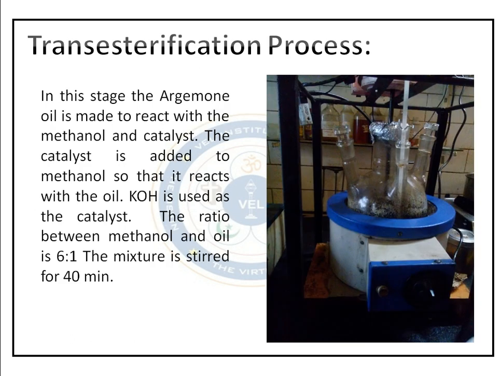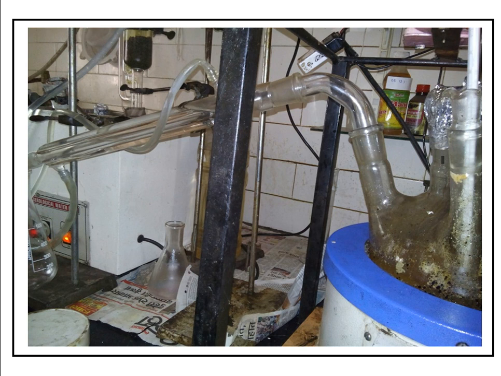Transesterification process. In this stage, the Argemone oil is made to react with the methanol and catalyst. The catalyst is added to methanol so that it can react with the oil. KOH is used as a catalyst. The ratio between methanol and oil is 6:1. The mixture is stirred for 40 minutes. This is the setup of the transesterification process.